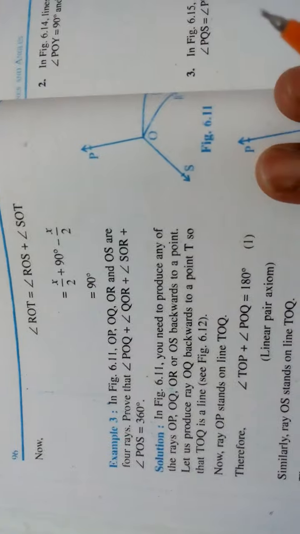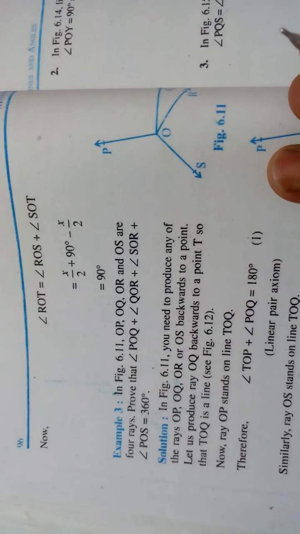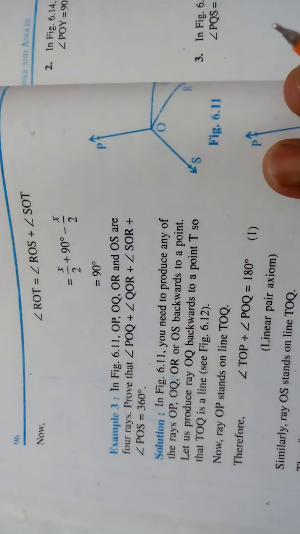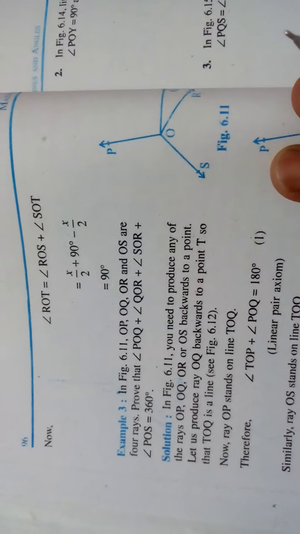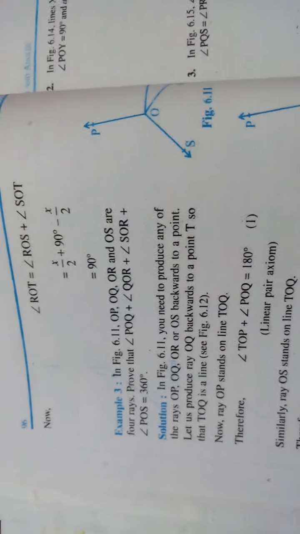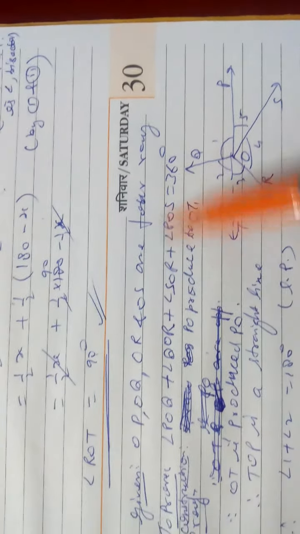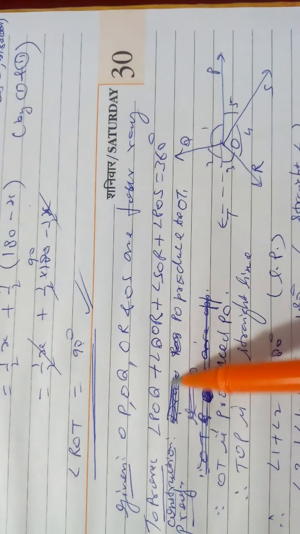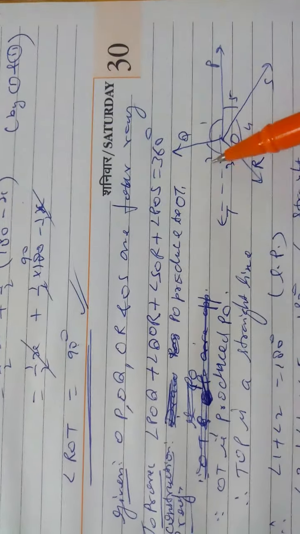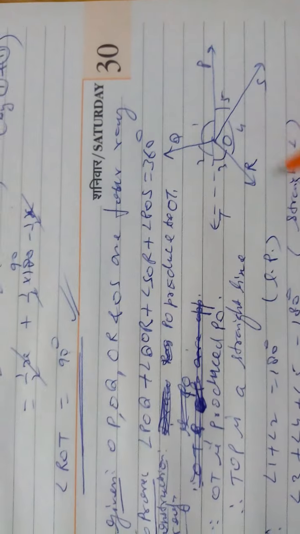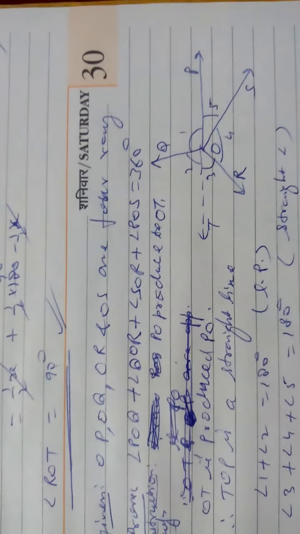Now the third example is given in the book. OP, OQ, OR and OS are the rays. You want to prove these four angles sum is 360 degrees. I have drawn here OP, OQ, OR and OS as the four rays. You want to prove the sum of these four angles is 360: POQ, QOR, ROS and POS.